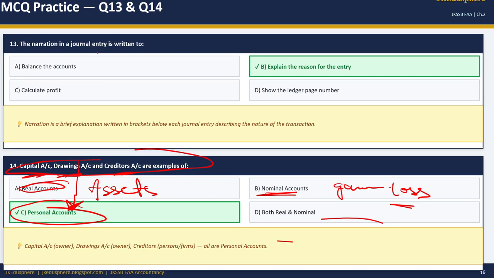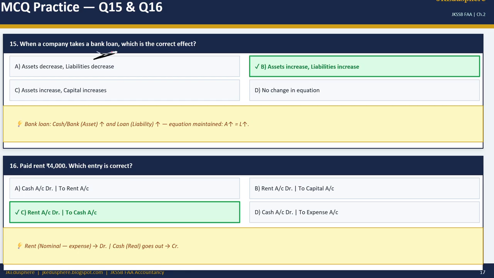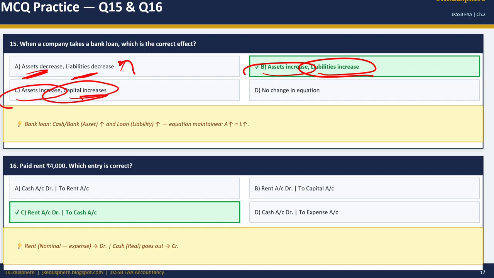Next, when a company takes a loan, which is correct? Asset decreases, liability will increase. Liability increases, asset also increases. Asset increases, capital increases, but liability also increases. So this will not be it. There'll be a change: asset will increase and liability will increase.